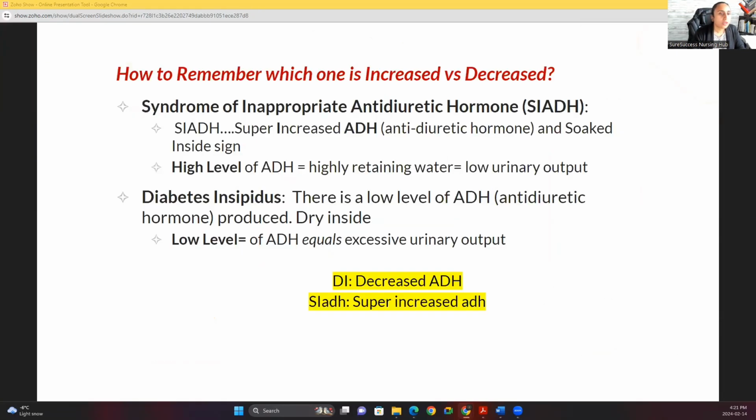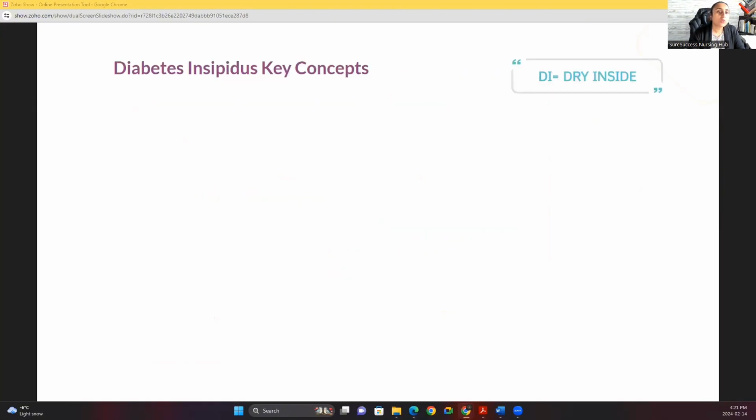All right. Now, how to remember which one is increased or which one is decreased? As I already told you, this is the easiest way to remember. DI means decreased ADH, SIADH means super increased ADH. All right. So now diabetes insipidus. Let's discuss: DI means decreased ADH, or dry inside.